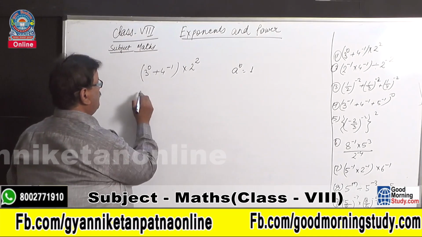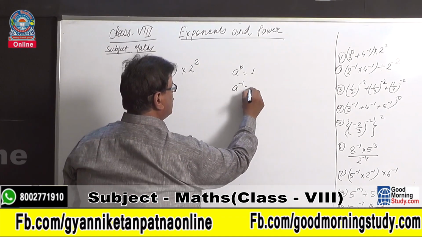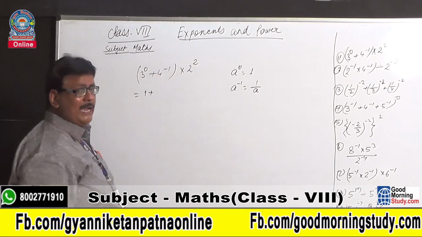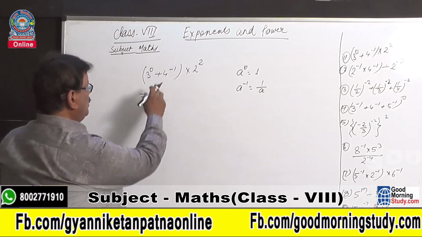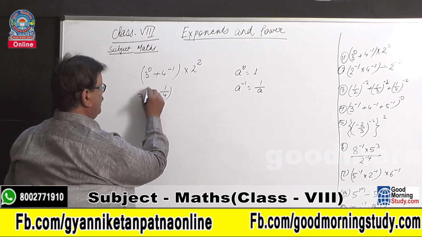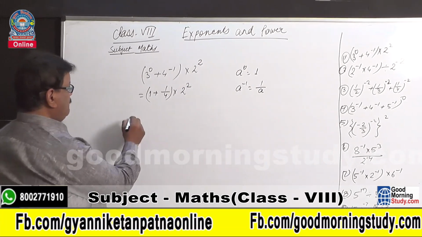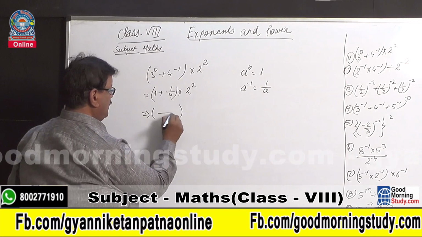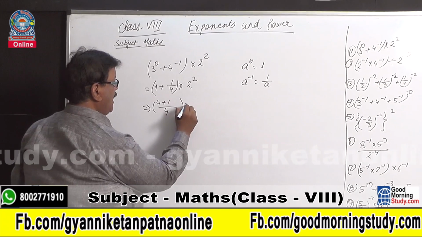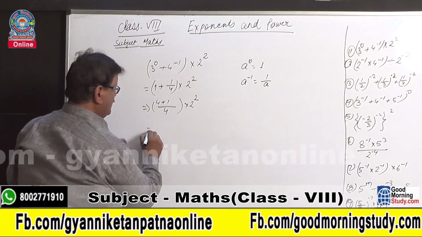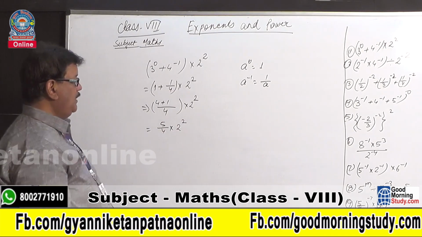So 3 raised to the power 0 will be 1, plus 4 raised to the power minus 1, which is 1 by 4. We know that a raised to the power minus 1 will be 1 by a. So here it will be 1 plus 1 by 4, into 2 raised to the power 2. Next step, we will take the LCM, that is 4. 1 times 4 is 4, plus 1, so it is 5 by 4 into 2 raised to the power 2.